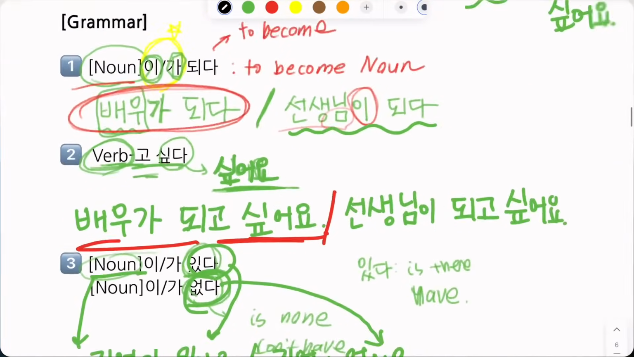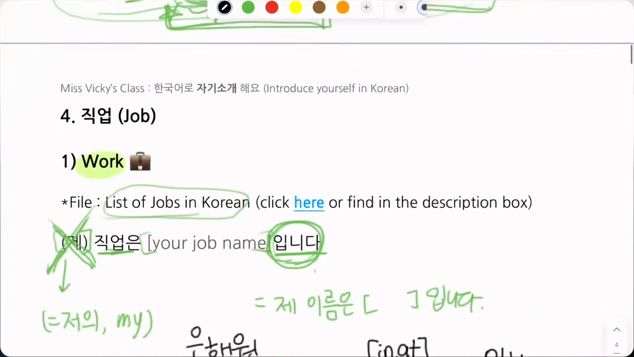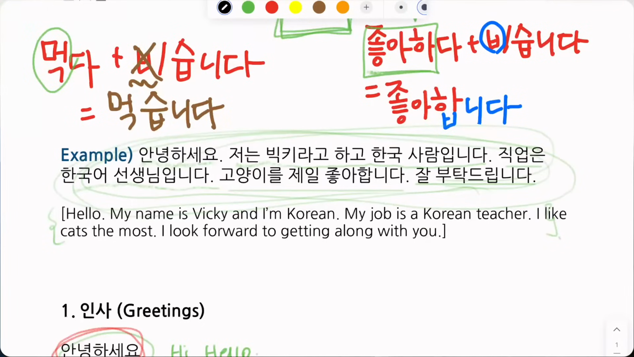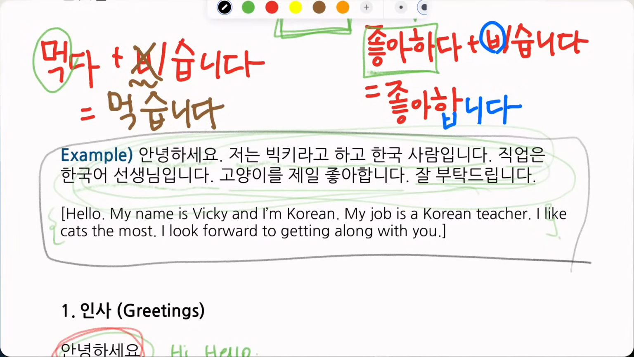So with everything we learned, I'm sure you guys can understand my version of self-introduction that I did at the front, right? At the beginning. 안녕하세요. 저는 Vicky라고 하고 I'm Vicky. My name is Vicky and 한국 사람입니다. I'm a Korean person. I'm Korean. 직업은 my job. 한국어 선생님입니다. Korean teacher.